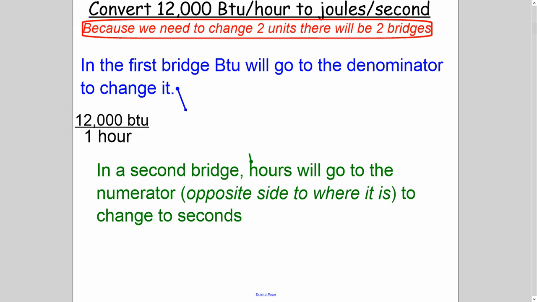This one's a little trickier. It's got multiple units on the top and the bottom. So let's convert 12,000 BTU per hour to joules per second. We need to change 2 units, so we're going to do 2 bridges.